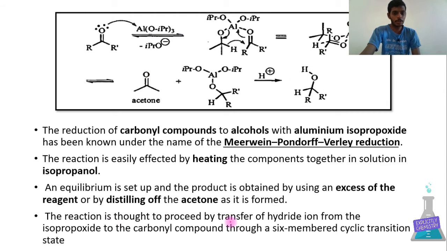The reaction is thought to proceed by hydride ion transfer from the isopropoxide. This is the hydride ion which is transferred from the isopropoxide to the carbonyl compound. See, this is the carbonyl compound. This hydride is transferred to this carbonyl compound through a 6-member intermediate.